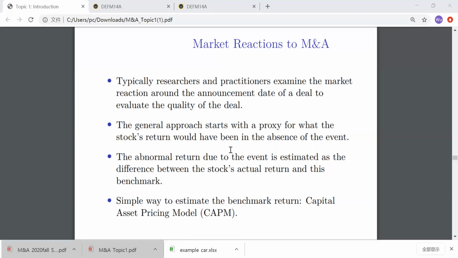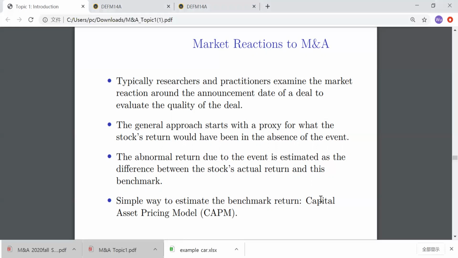Right? And this difference is called the abnormal return due to the event, right? And then it is estimated as the difference between the stock's actual return and the benchmark, right? And the benchmark return here is usually calculated by using this capital asset pricing model.